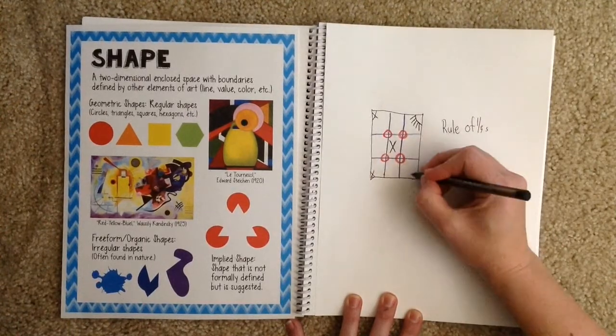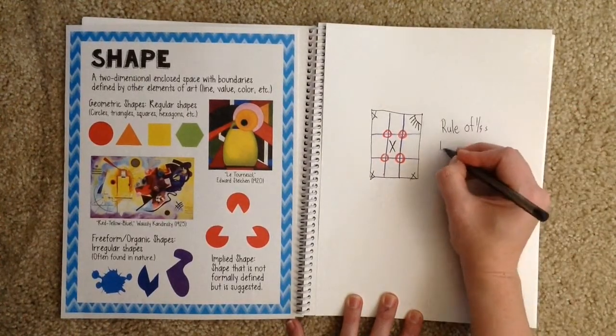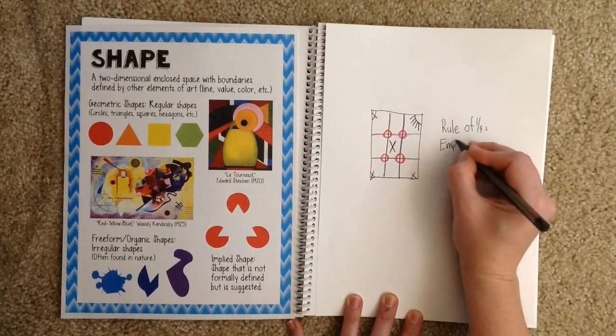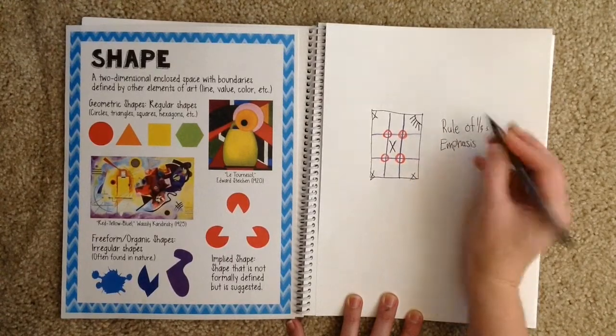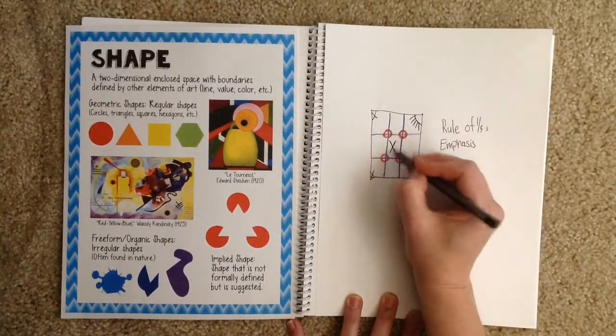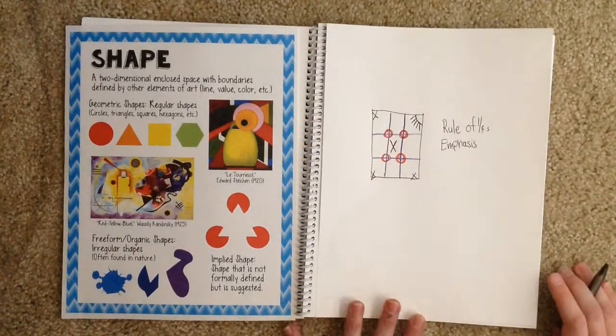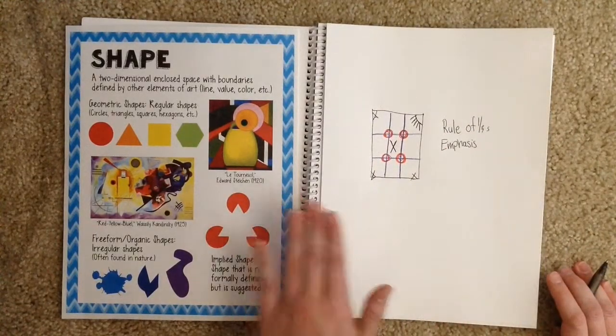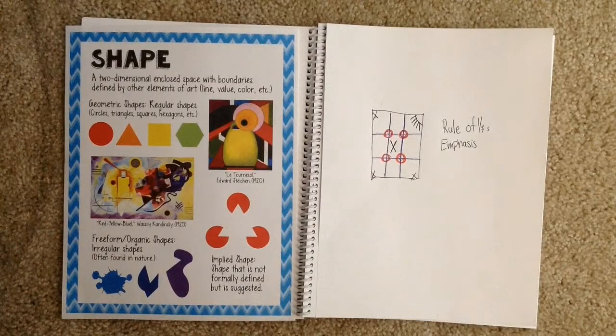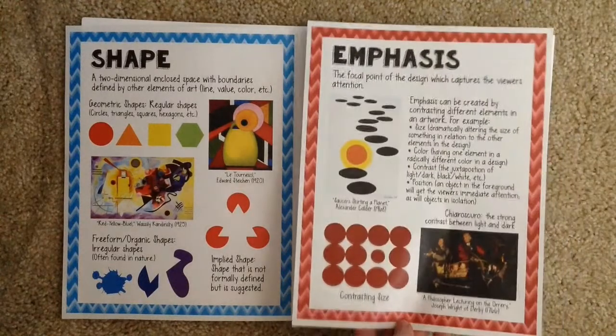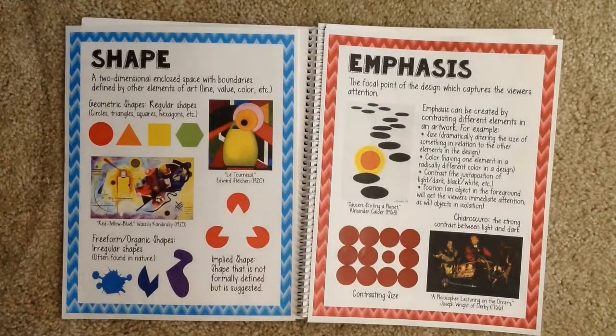The best place to put your emphasis is on one of the hot spots where your lines intersect. We always want it to be a little off-centered, a little up, but never right in the middle of our paper. So, another principle of design that we've been working on is emphasis. Okay? Emphasis is the focal point of design which captures the viewer's attention usually first.